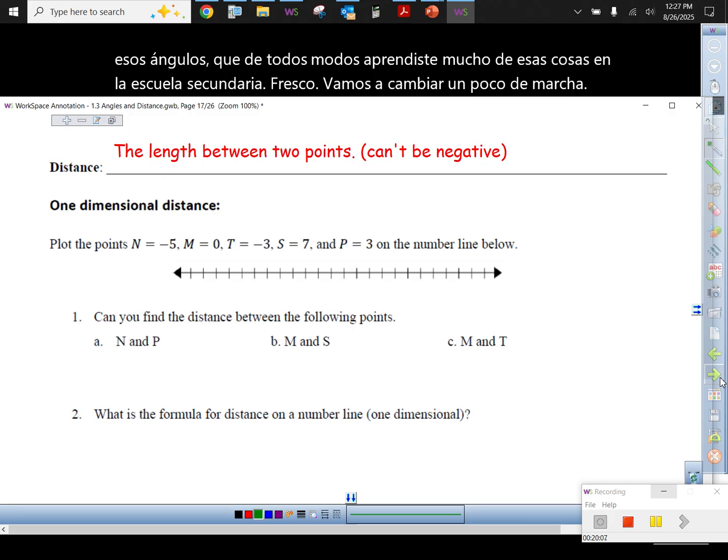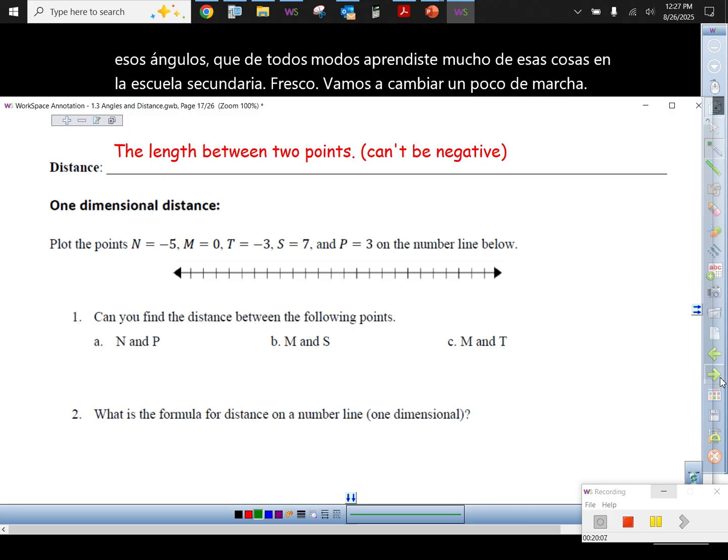And I don't care if you write down "can't be negative" in parentheses or not. That's your choice. But I think common sense dictates when we're in high school, you can't measure something and it turns out to be negative. That just makes no sense, right? Makes no sense.